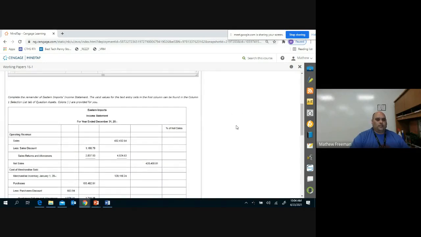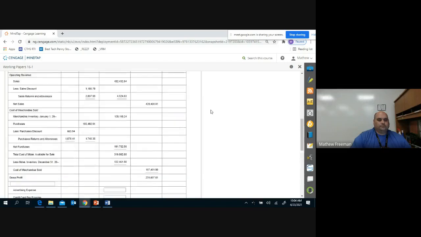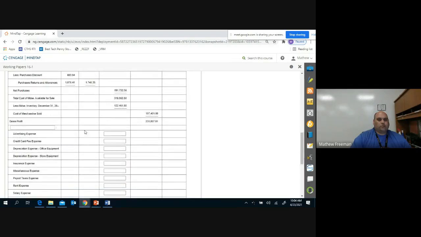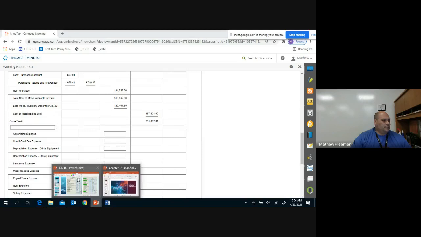Okay, so on this here, complete the remainder of the Eastern Imports income statement. The valid values for the text entry cells in the first column can be found in the column's first section listed tab at questions assets. So here we're going to finish. So here we're going to put in our operating expenses.